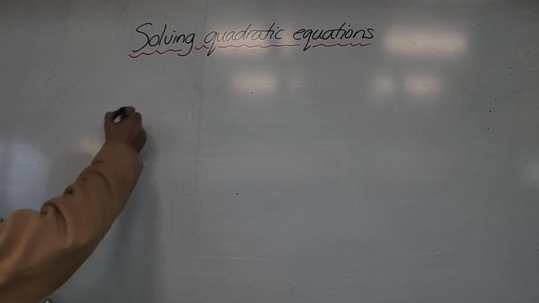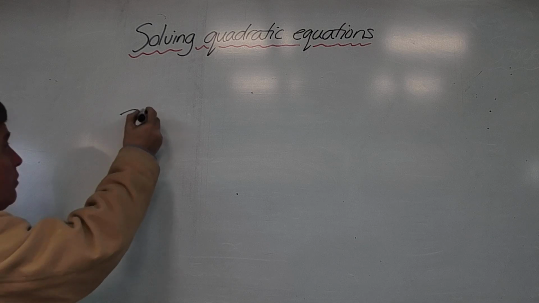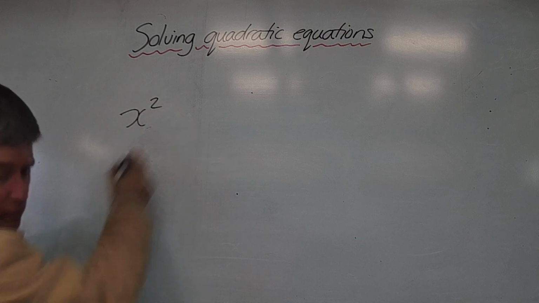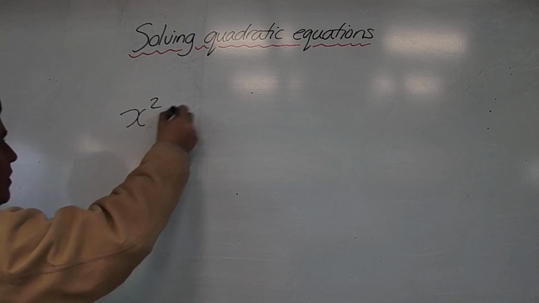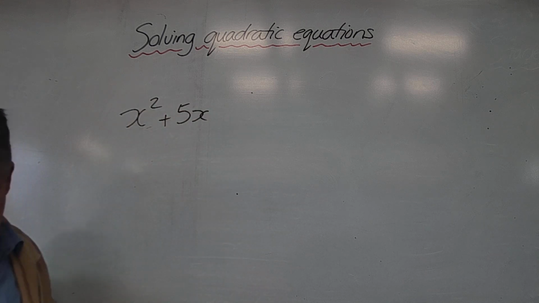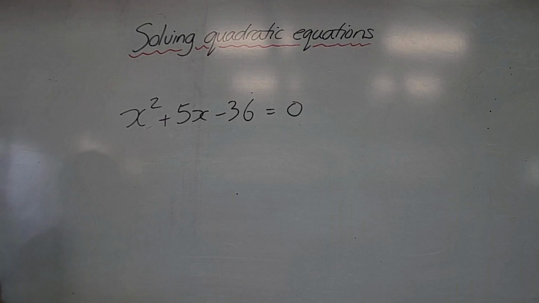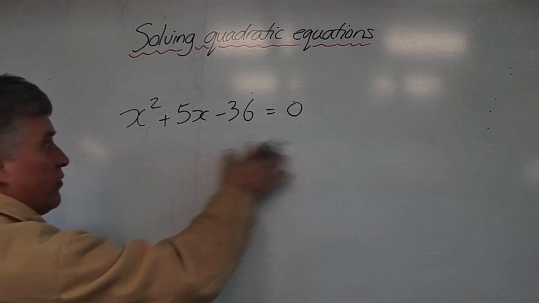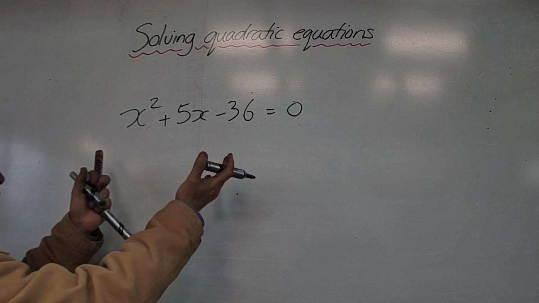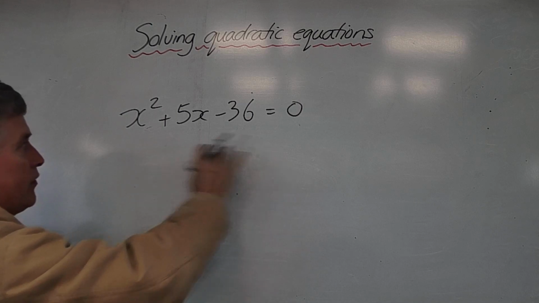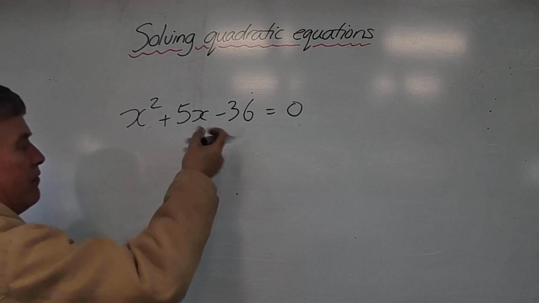Here's a two-step problem. So we'll go x squared plus 5x minus 36 equals 0. Okay, there we go. So in this question, we need to have things equal to 0, but you notice it's not in the brackets like before. It was easy. So now we have to factorize, so we have to do one more step before we can do it.